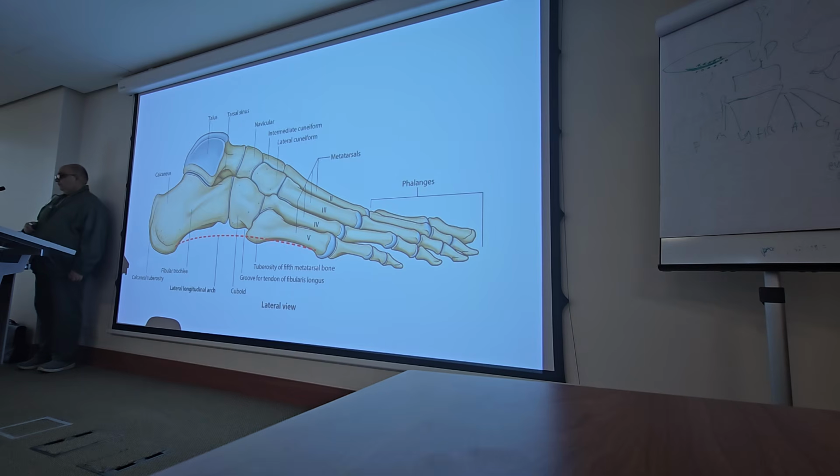Now let's look at bones of the foot from the lateral view. And I'm sure everybody knows the names. And this red line is representing what? The lateral longitudinal arch. We have 2 longitudinal arches and 1 transverse arch. So this is one of the longitudinal arches, and you are looking at it laterally. Why am I saying laterally? Because you are looking at the 5th digit here. And this is my calcaneum.